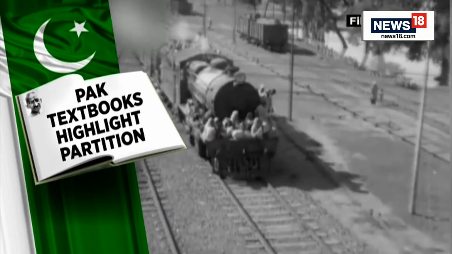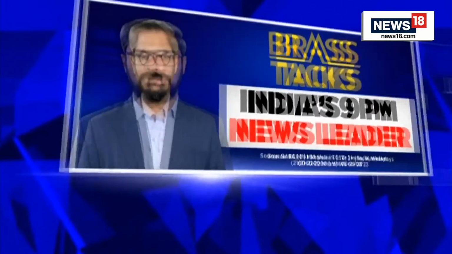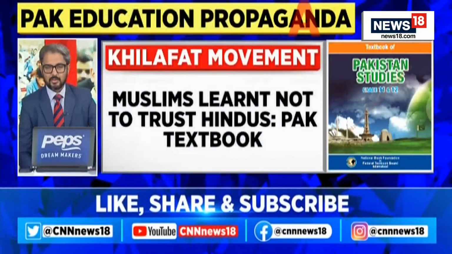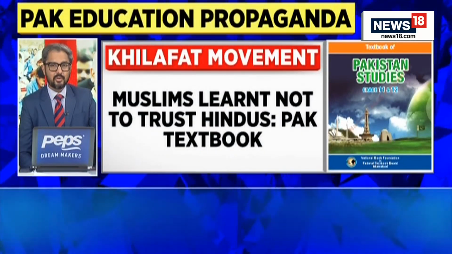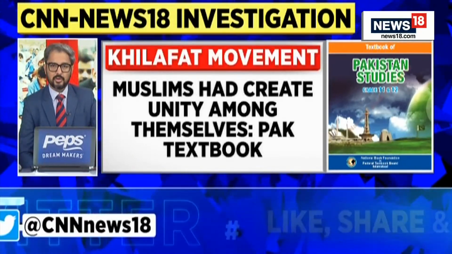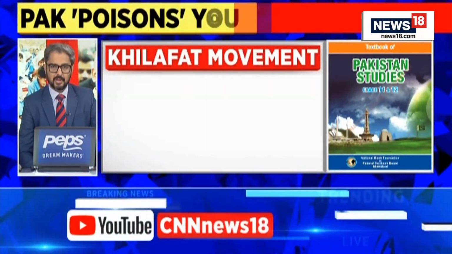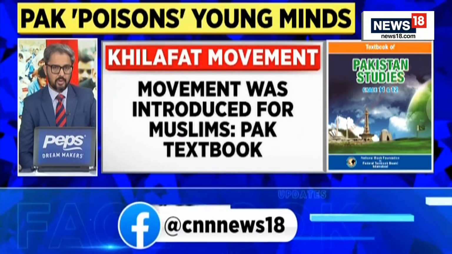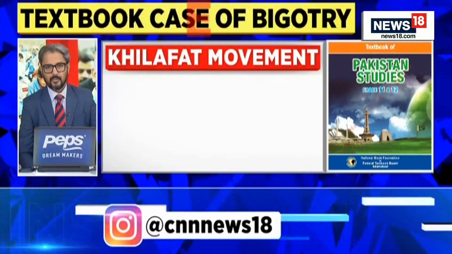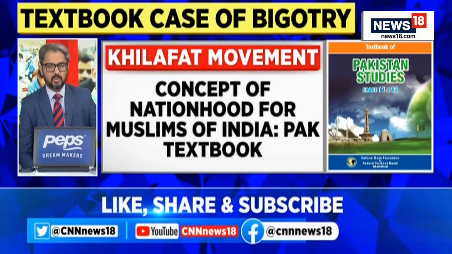The books also claim that partition led to the massacre of Muslims and Sikhs and that Muslims were forced to leave their homes and migrate. The books go on to talk about the problems faced by the newly formed state of Pakistan and largely blame India for this. They also refer to the Khilafat movement of 1919. It says that Muslims learned that they couldn't trust Hindus as a result of the Khilafat movement and that they needed to create unity among themselves. The book also claims that the Khilafat movement was introduced for Muslims and was meant as a concept of nationhood for Muslims of India. So let me now bring in our guests who are joining us on this.